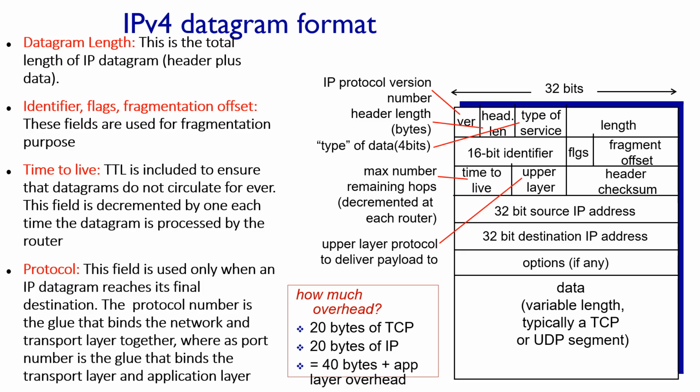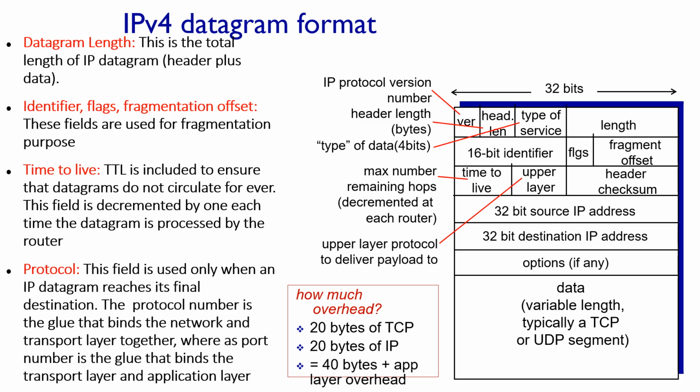TTL, time to live. It stores a numeric value which specifies the life of the datagram in the network. This ensures that the datagram does not circulate forever in a network. This field is decremented by 1 each time the datagram is processed by a router. When this TTL value becomes 0, the router will automatically delete the datagram from the network.